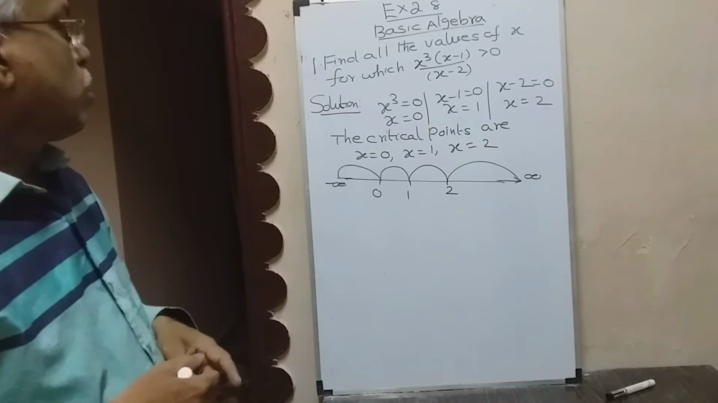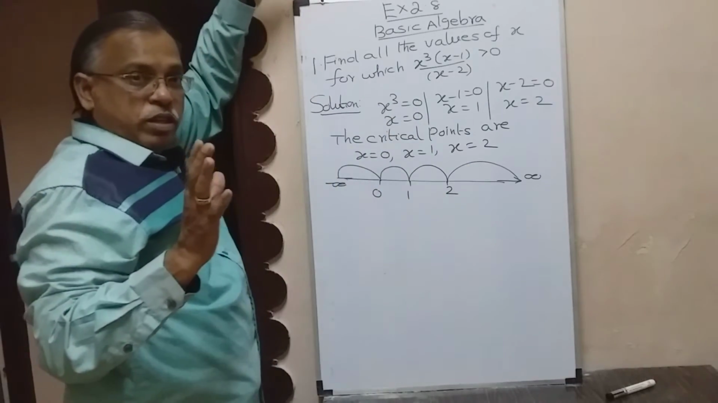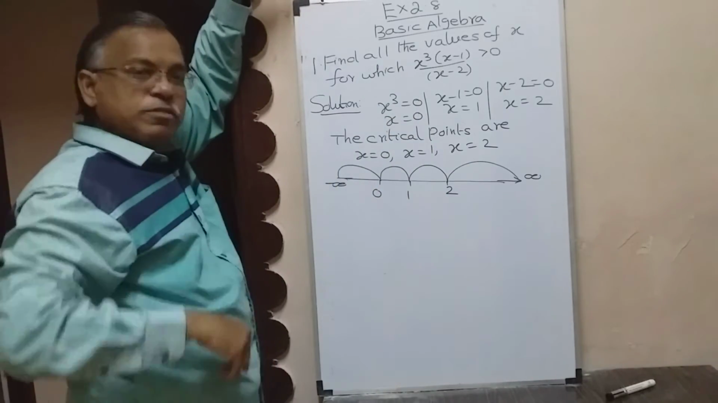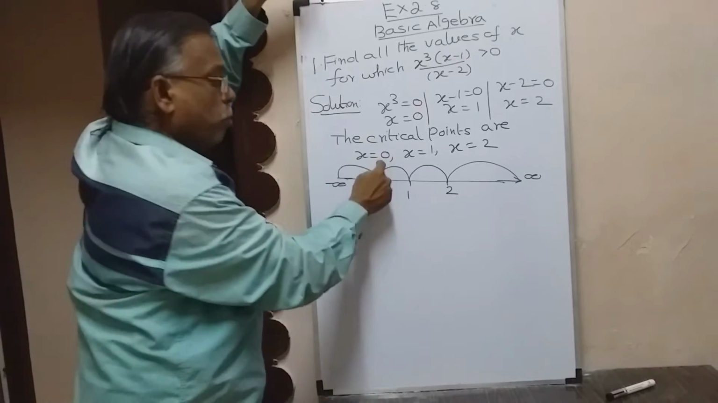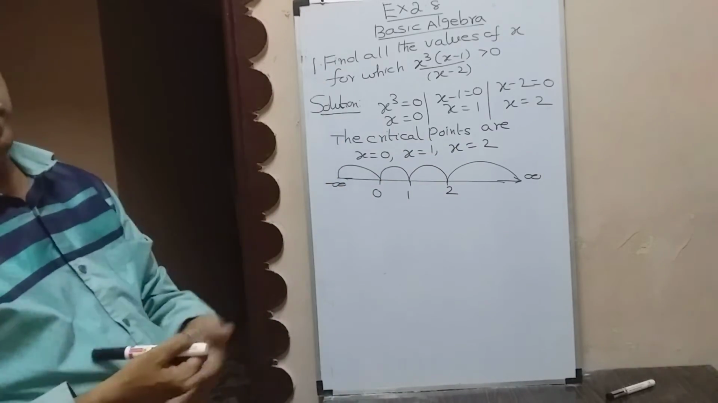Okay students, suppose we got only two critical points, then we have 3 intervals. You understand? But here how many critical points? 3 critical points. So 4 intervals will come.